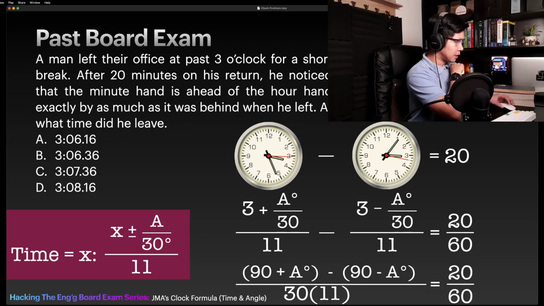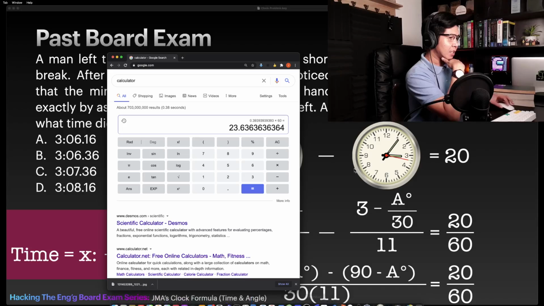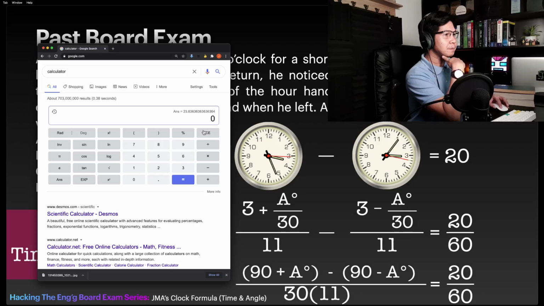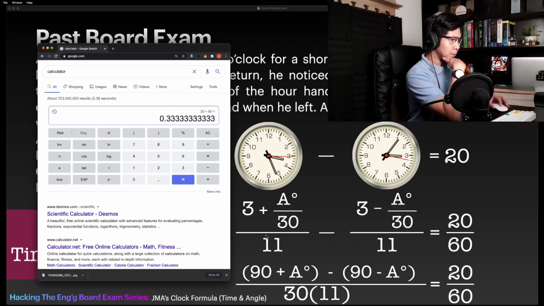So, we convert this because, as we said earlier, the equation we converted from minutes to hours. So if we operate on this, let's show the result. So, 20 divided by 60. Okay. There it is.